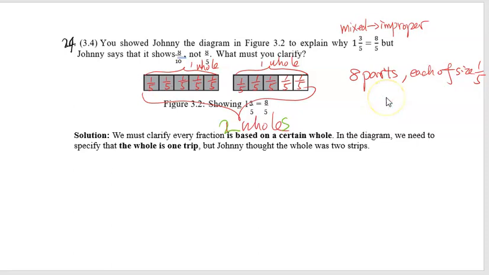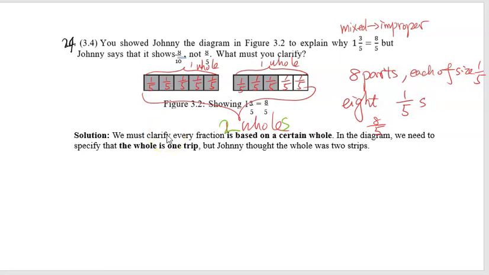I guess this is a little confusing. Maybe I should use words. So we have 8 1/5, which means we can write it as 8/5.